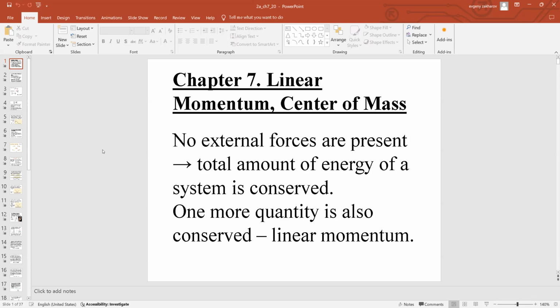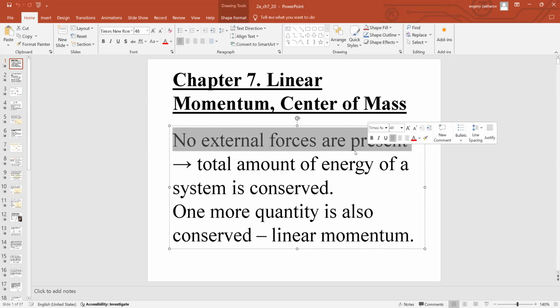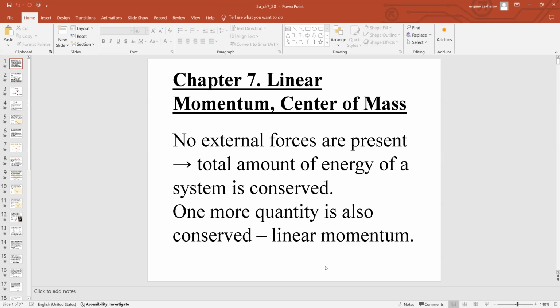And the concept of center of mass, that's what we're later going to use for rotation. That's also an important concept. So with no external forces around, energy is conserved. And what is also conserved is the linear momentum. We have angular momentum that we'll discuss for rotation as well. For now, it's just linear momentum.